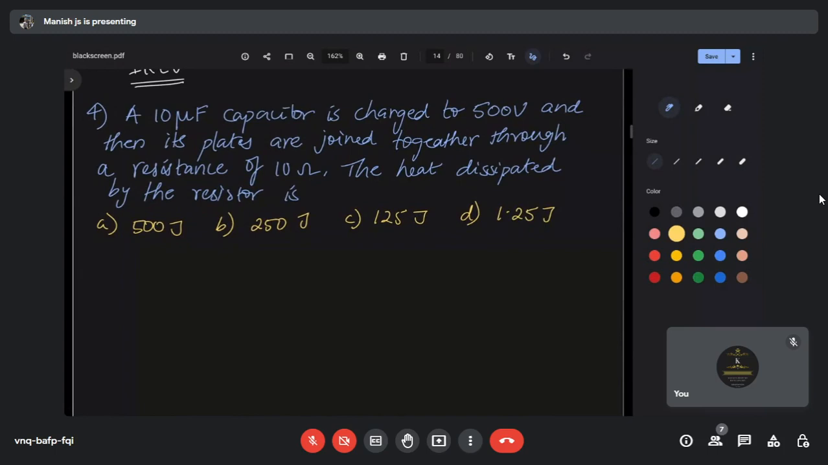Yeah, so in the given data, look at it. Interpret the data and then you can relate what formula you can use. So microfarad, micro, I hope you know. So 10 power minus 6. 10 into 10 power minus 6, which is 10 power minus 5, and you can simplify.